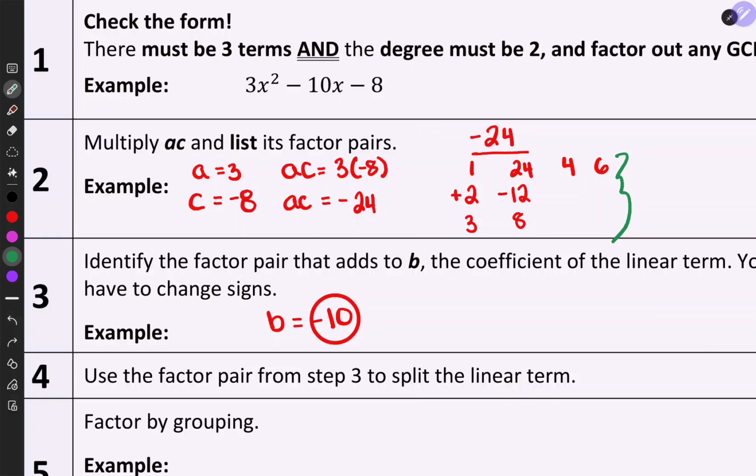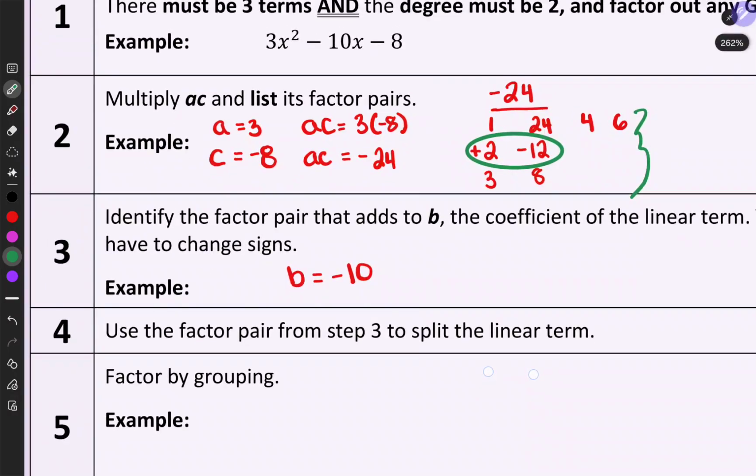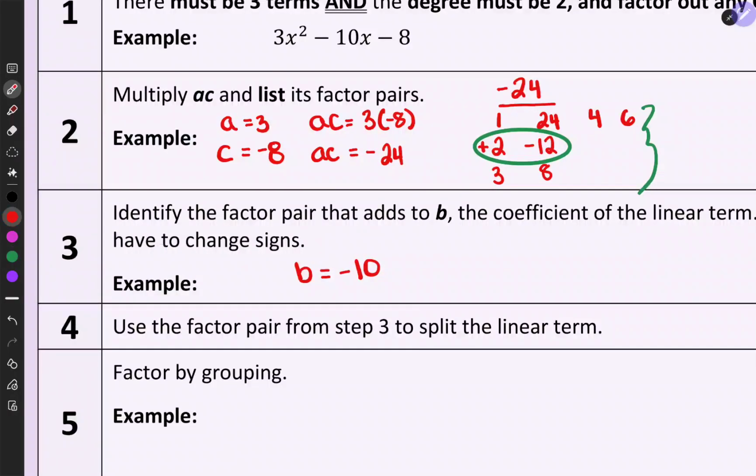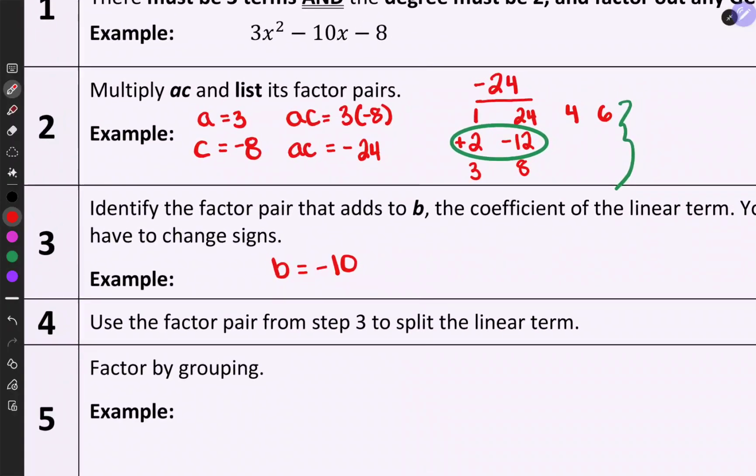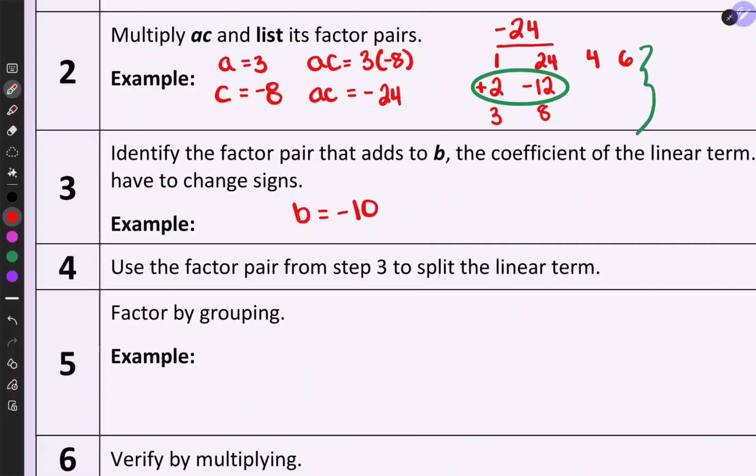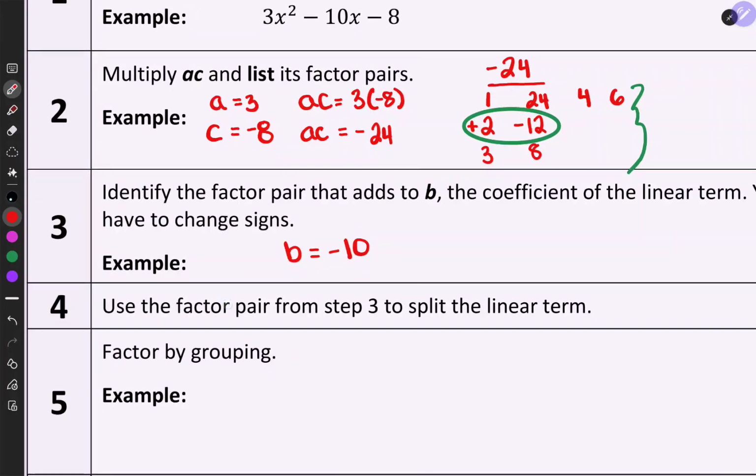So the pair that I want to use will be 2 and -12. They multiply together to give me -24, but add together to give me -10. All right, so now we're going to split this linear term up. In other words, I'm going to split that -10x. So, for example, I'm going to take 3x squared minus 10x minus 8. We want to split that up.